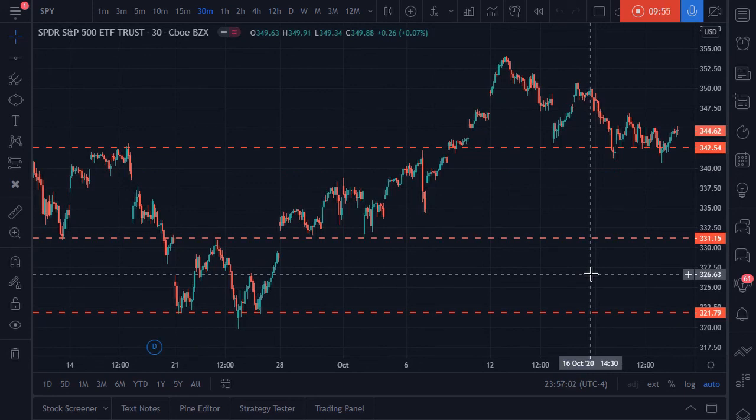So practice this. If you have any questions, feel free to comment or look me up, and look forward to doing the next segment where we talk about retracement levels and how we can match them with these highs and lows for increased probability. See you later.